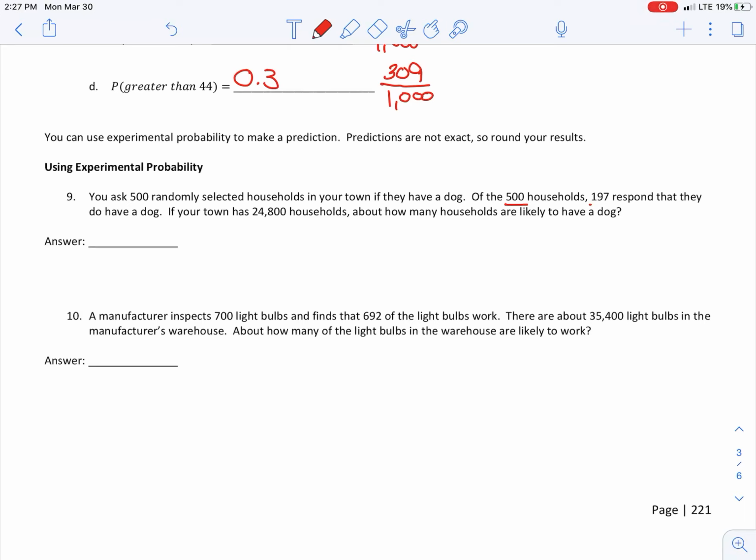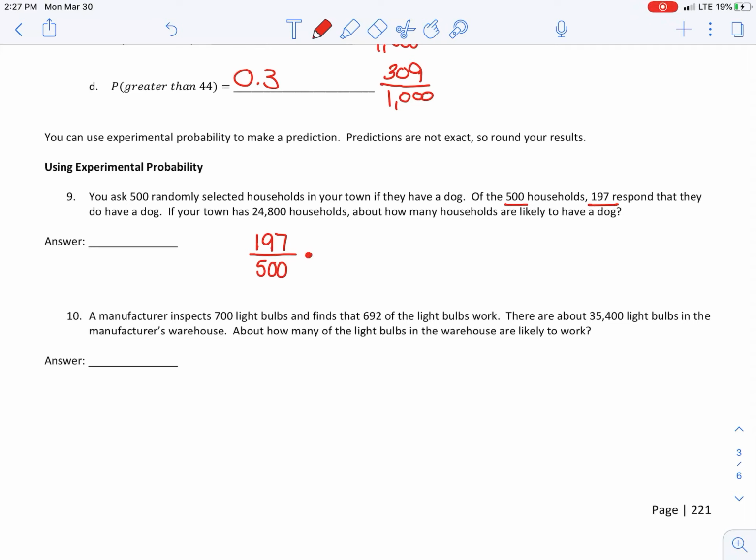197, so I'm going to go ahead and underline some key information. 500 households, 197 respond that they do have a dog. If your town has 24,800 households, about how many households are likely to have a dog? So, what we want to do here is take this 197, because that's how many had a dog out of the households that were surveyed. And we want to take that out of the total of 500 sampled. Okay, and we want to figure out what that number is.